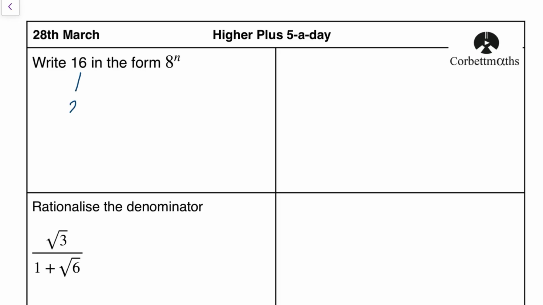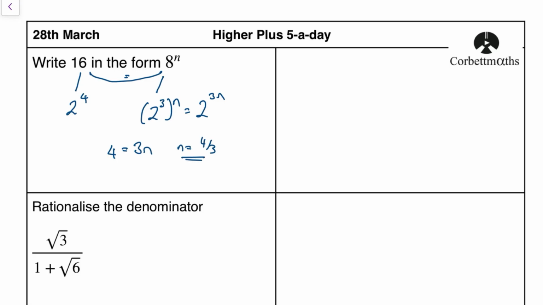I would say 16 is the same as 2 to the power of 4, in other words, 2 times 2 times 2 times 2. And 8 is the same as 2 cubed. So 8 to the n is 2 cubed to the n, which is the same as 2 to the 3n. Now, because I want to write this as equal to this, these things are equal, which means that 4 is equal to 3n, which means that n is equal to 4 over 3.